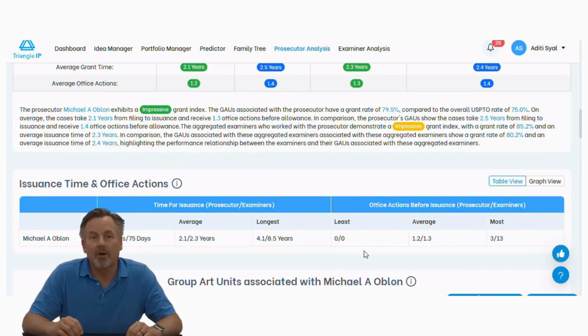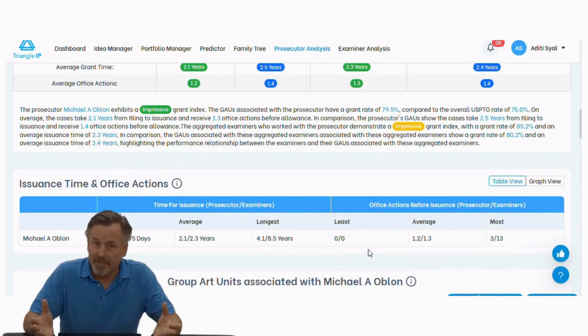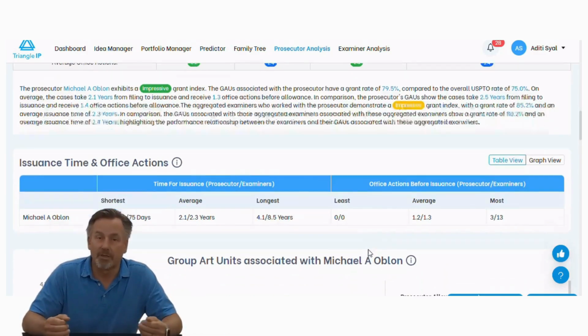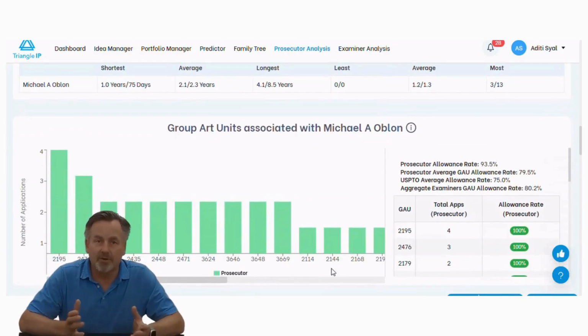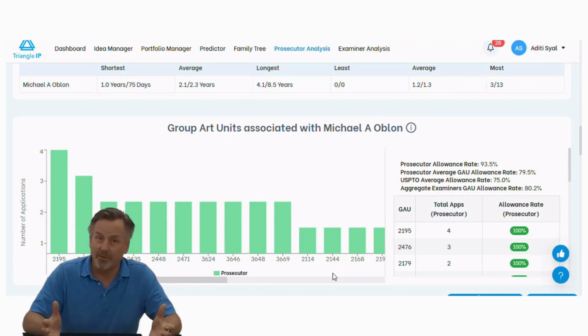Same breakdown for office actions before issuance. And then right below that, you'll see a bar chart showing which group art units this prosecutor has worked in most, with their allowance rate in each one. This tells you whether this prosecutor's experience actually applies to your case. Strong numbers in the wrong art unit just don't help you.